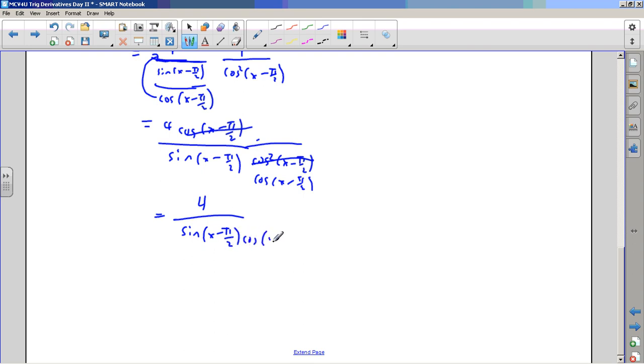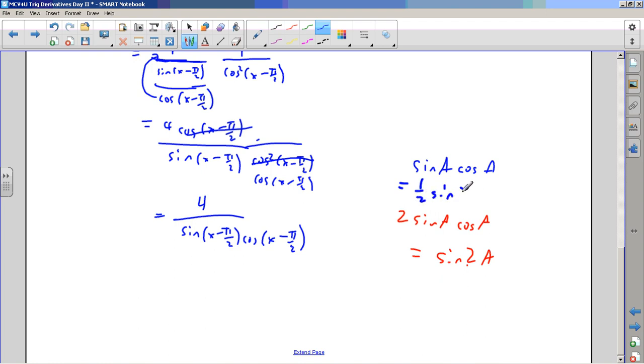In fact, if I wanted to go further, this thing on the bottom looks a lot like this, doesn't it? There was a trig rule. There was 2 sine A cos A, which is equal to sine 2A. So if I had that, this would be equal to a half of sine 2A.